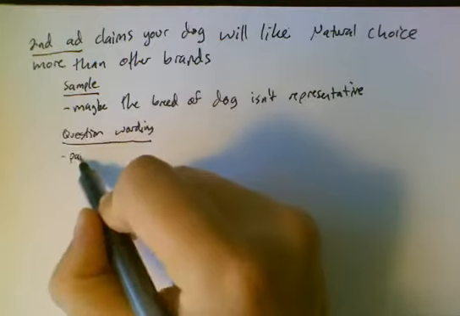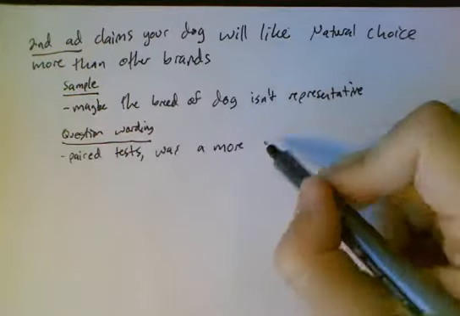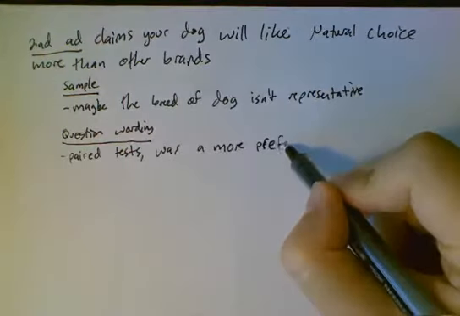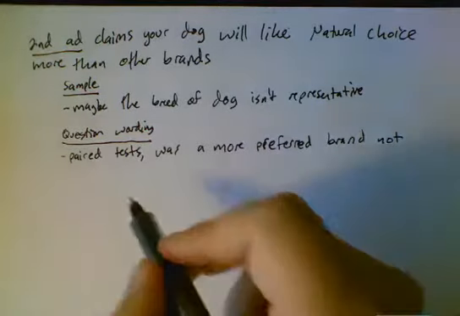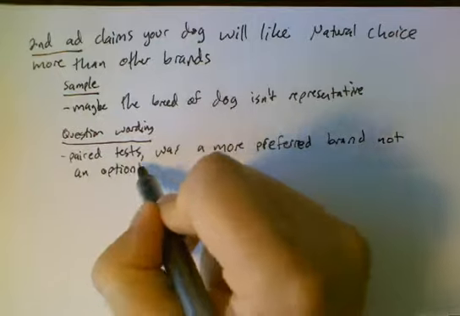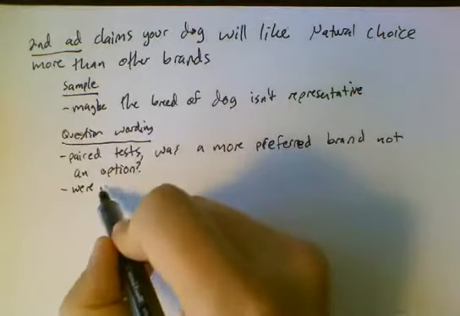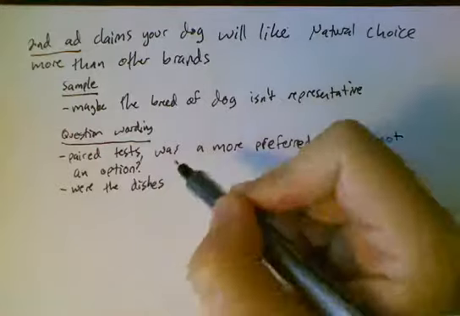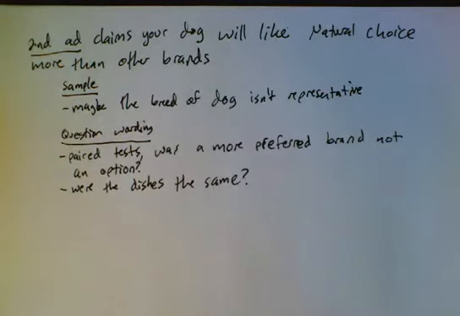So these were paired tests. Was an even more preferred brand not an option? Or, kind of paralleling the positive and negative phrasing for questions, were the dishes the same? Or was the lamb and rice formula in a bigger dish, or a fancier dish, or I don't know, some sort of more attractive to the dog dish?